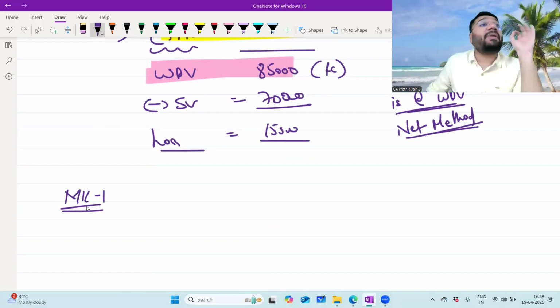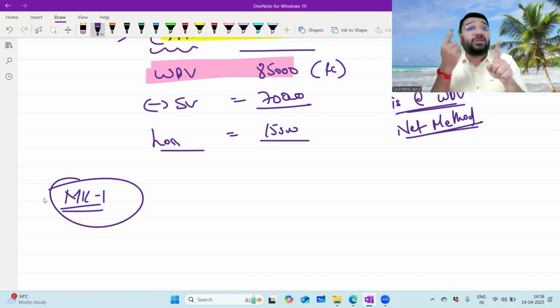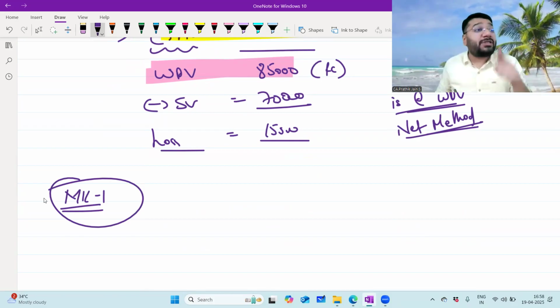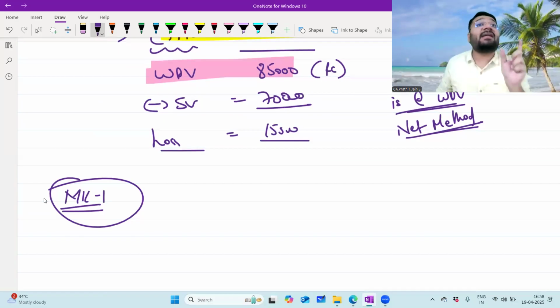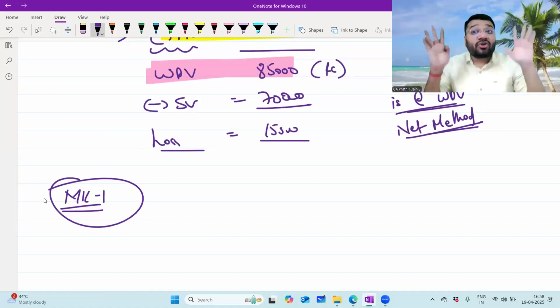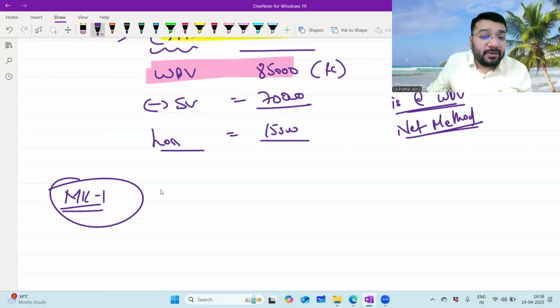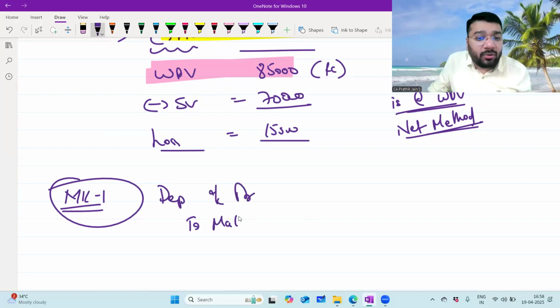Now, what is the monkey one entry? Always depreciation. Which depreciation am I talking about? Am I talking about the depreciation of the asset that is sold, or the depreciation of the asset still being used in the business? Whenever I refer to monkey one, I am talking about the depreciation of only that asset which is sold. Here the asset sold has been used for 6 months in the current year. So what is the journal entry? Depreciation account debit to machine account, 5,000.